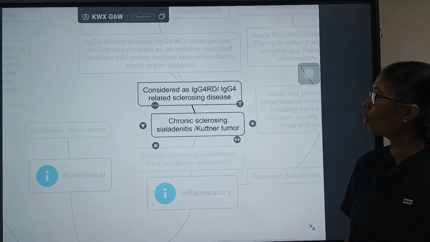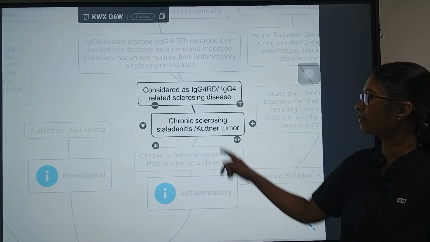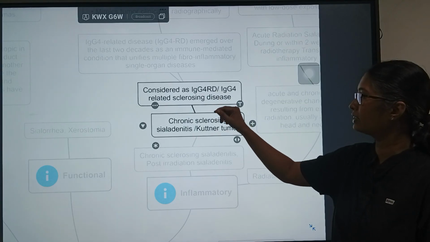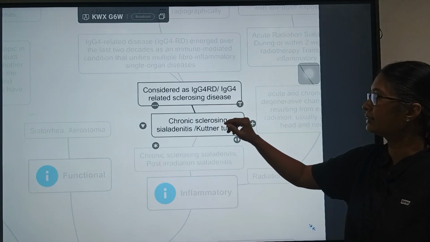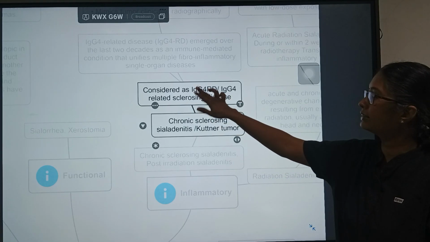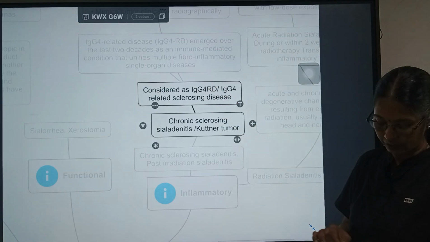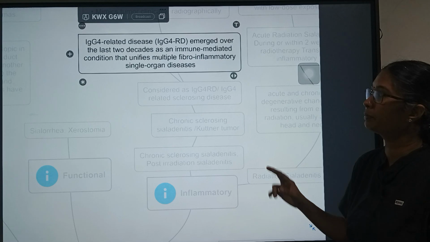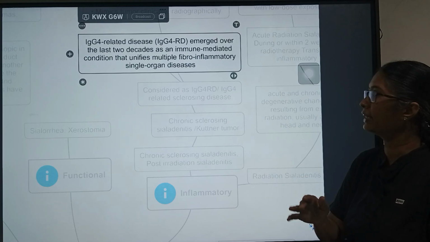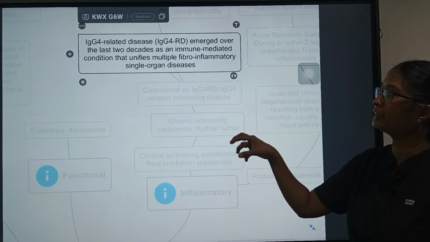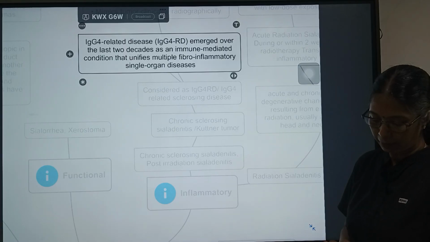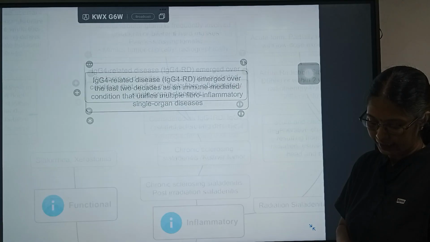Chronic sclerosing sialadenitis is otherwise known as Kuttner tumor. It is considered an IgG4-RD, which is IgG4-related disease. This is a spectrum where there are many diseases included in it. IgG4-related disease emerged over the last 2 decades. Previously it was defined as a different entity, and now they have clubbed these diseases into the IgG4-RD group, which is an immune-mediated condition that unifies multiple fibroinflammatory single-organ diseases.